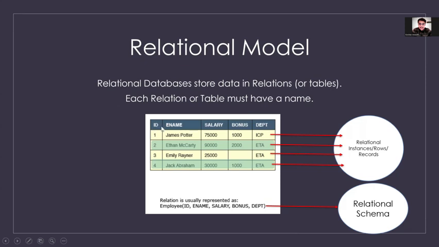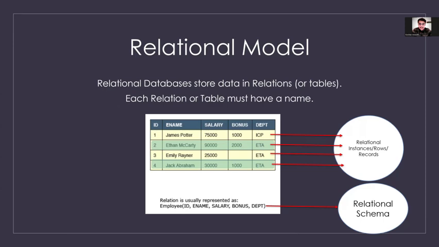Schema contains the names of attributes. I will cover attributes in my next slide, but try to bear with me. ID, e-name, salary, bonus, and department are the attributes of a table, and the table name is employee, and together we call it a relational schema. And a relational schema contains various relational instances of different individuals, or objects. So in this table there are four objects, so there are a total of four relational instances, or rows, or records. This is how a relational schema or table looks.